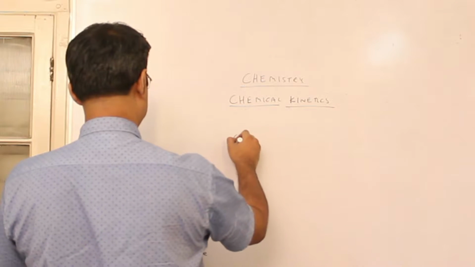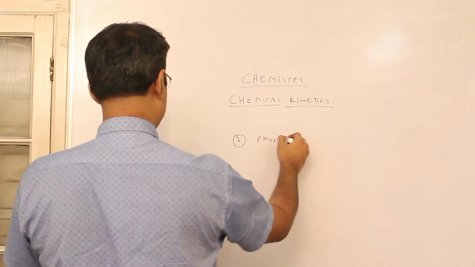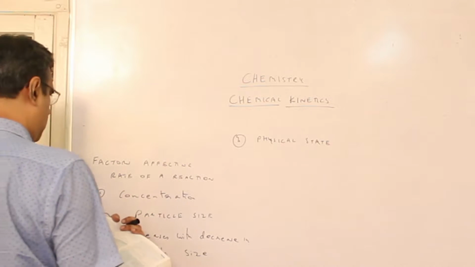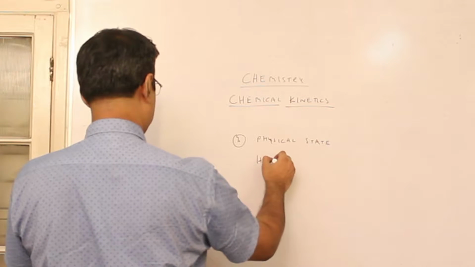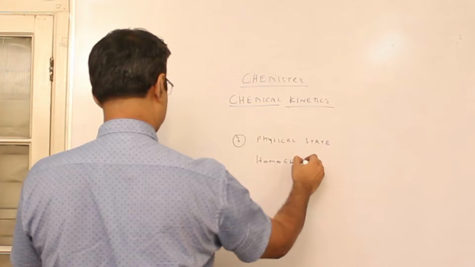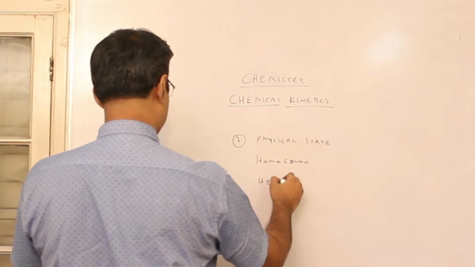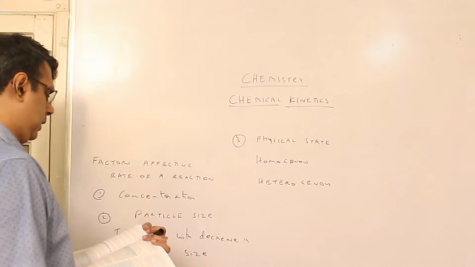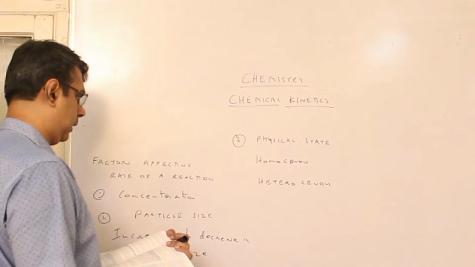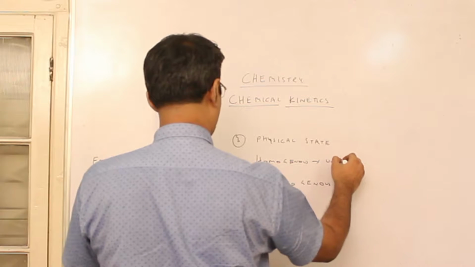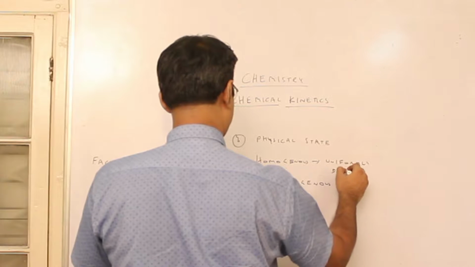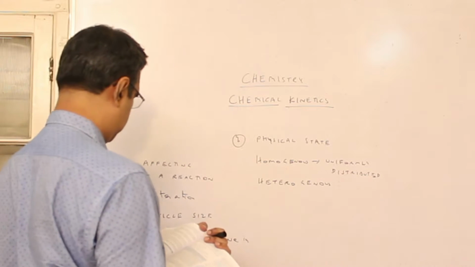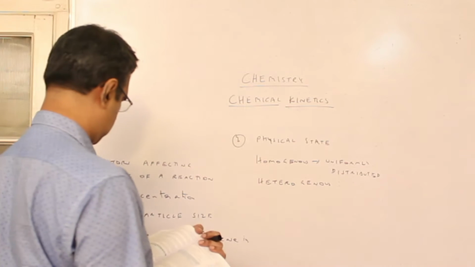Point number three, physical state of the reactants. Now, based on the physical state of the reactants, we can classify the reaction as homogeneous or heterogeneous. Homogeneous means that the reactant molecules are uniformly distributed. Now, this is likely to happen if the reactants are either liquids or gases.